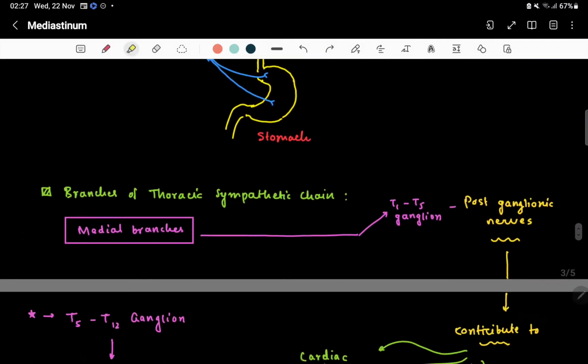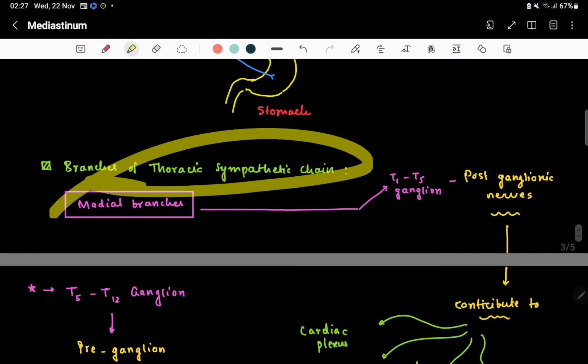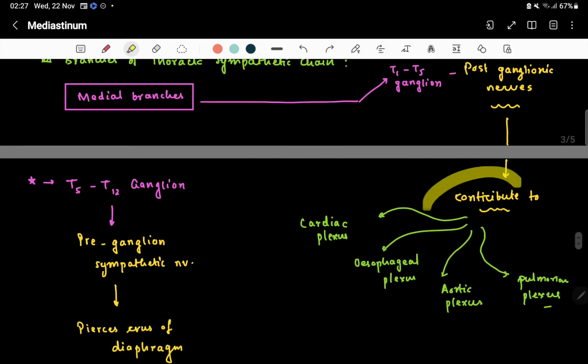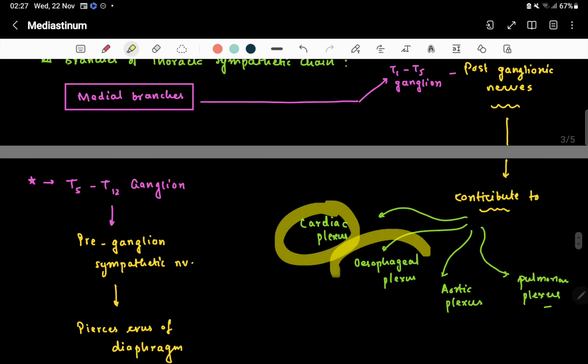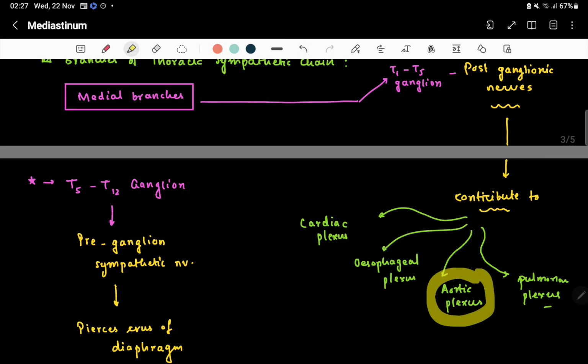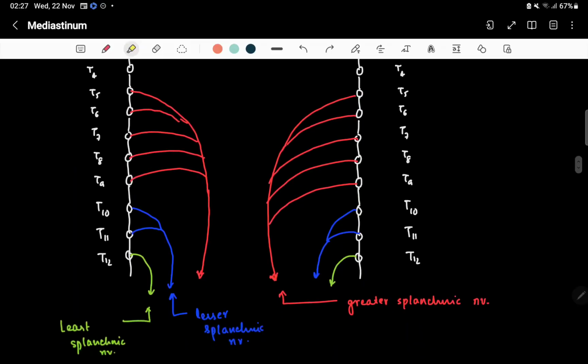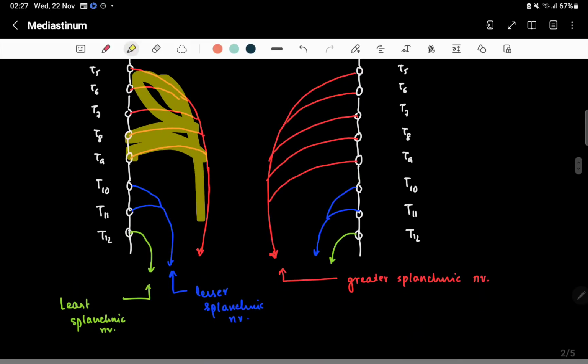So let's talk about the branches of the thoracic sympathetic chain. Let's talk about the medial branches. From the T1 to T5 ganglion, the postganglionic nerves contribute to the cardiac plexus, the esophageal plexus, the aortic plexus, and the pulmonary plexus. So there are 4 plexuses that are contributed by these medial branches. What are the medial branches? These ones are the medial branches.